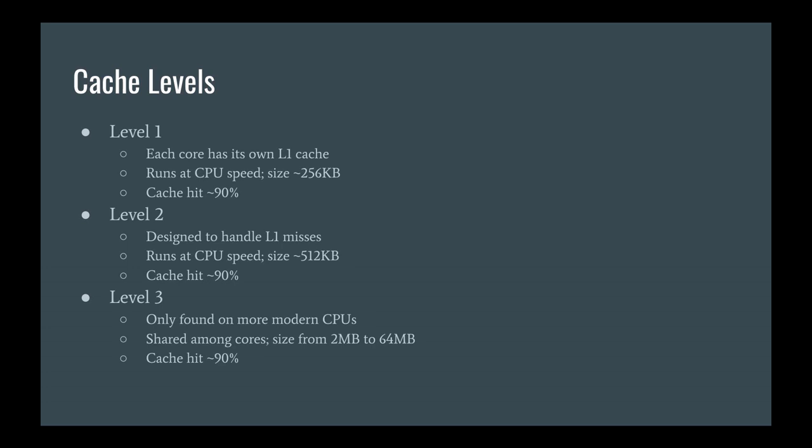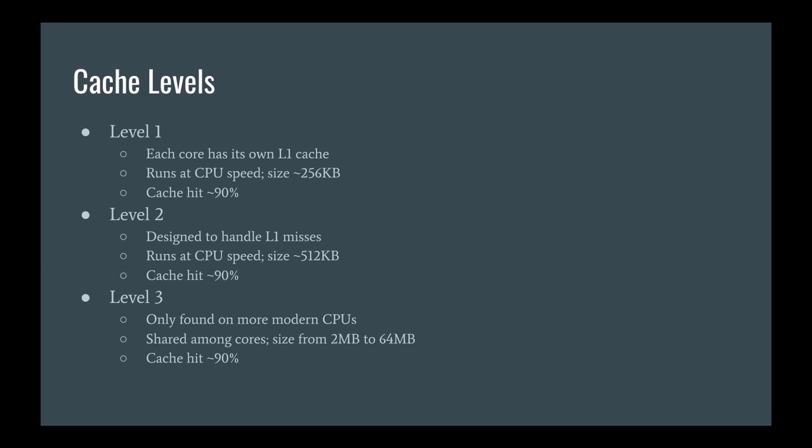So each core has its own level 1 cache. Each level 1 cache runs at CPU speed, so whatever the CPU speed is running, that's how fast the cache runs. Normally, the L1 cache is about 256 kilobytes in size and has a hit rate of about 90%. So 90% of the time, the next command for an operation is going to be found in level 1 cache.